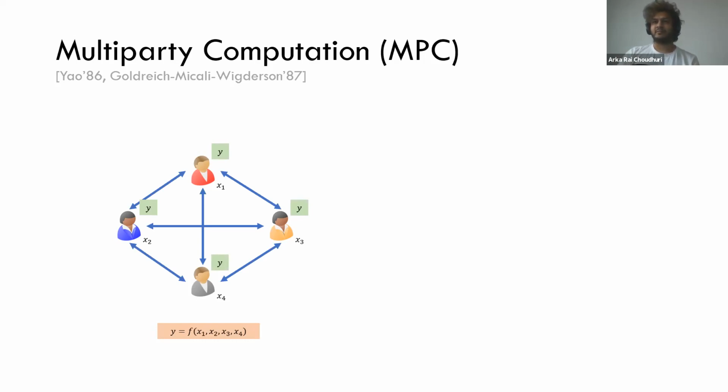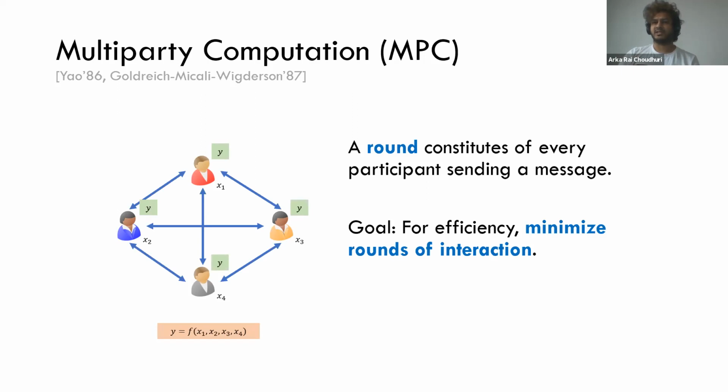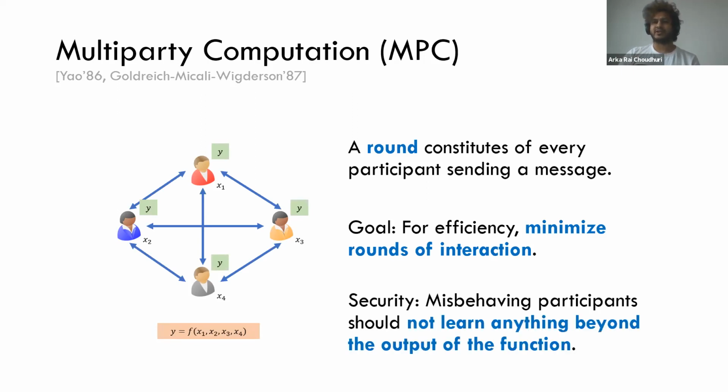Since we really care about round complexity, what is a round? A round simply consists of every participant sending a message. And the goal for efficiency purposes is going to be to minimize the number of rounds of interaction. As for security, intuitively, we are going to say that even misbehaving participants shouldn't learn anything beyond the output of the function. And we'll get back to the security momentarily.